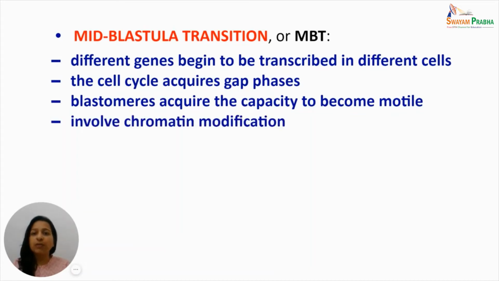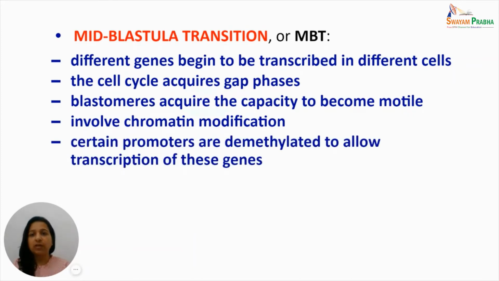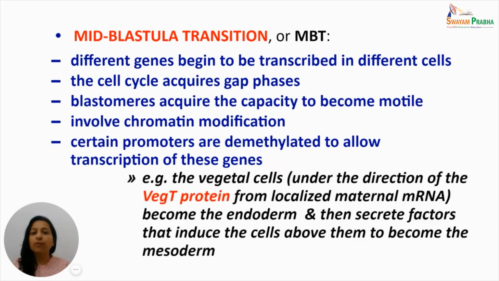Mid-blastula transition also involves some chromatin modification. Certain promoters are demethylated so as to allow transcription of the genes. For example, the vegetal cells, under the direction of the veg-T protein, which is formed from the localized maternal messenger RNA, become the endoderm. And once the vegetal cells become the endoderm under the influence of veg-T protein, they start secreting factors that induce the cells lying above them, that is at the equatorial region, to become the mesoderm.